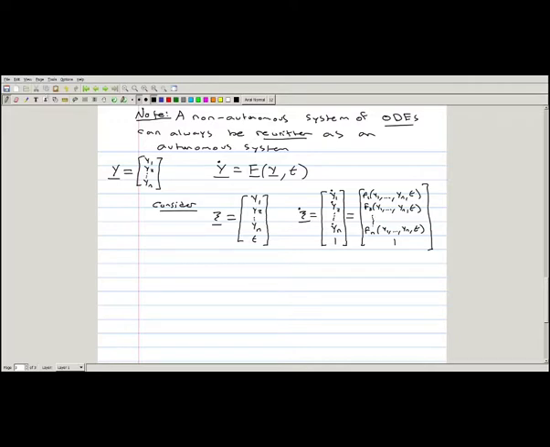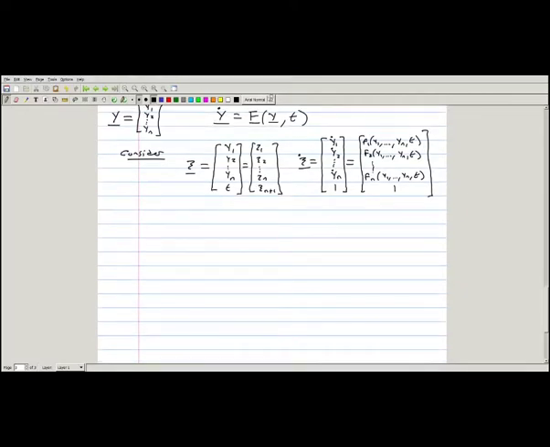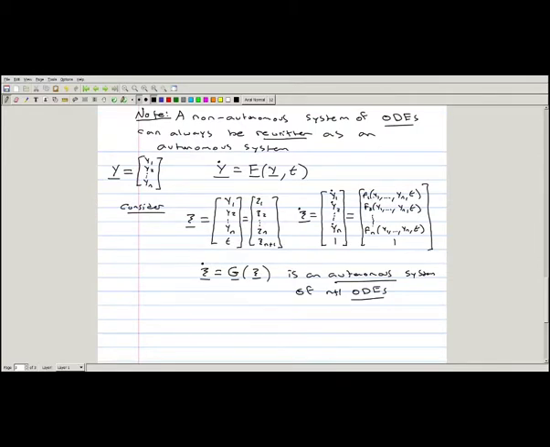And now because xi has n plus 1 components, right, this is xi 1, xi 2, all the way down to xi n, and t is the xi n plus first component, this new system of differential equations, xi dot is equal to g of xi, is an autonomous system of n plus 1 ODEs due to the fact that each one of these, this is xi 1 all the way to xi n plus 1, right, this function right here is the g function.